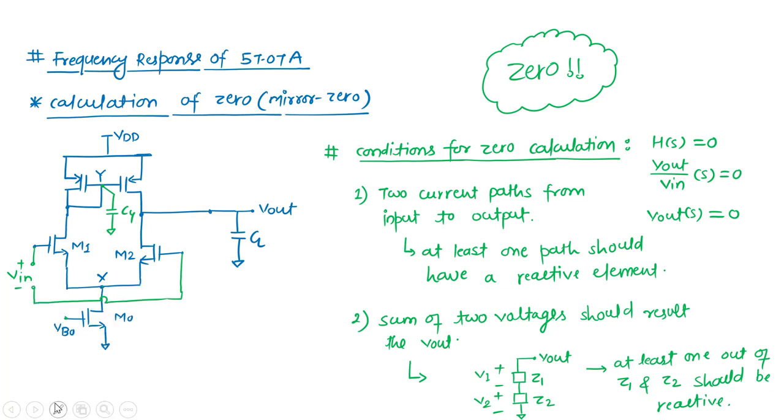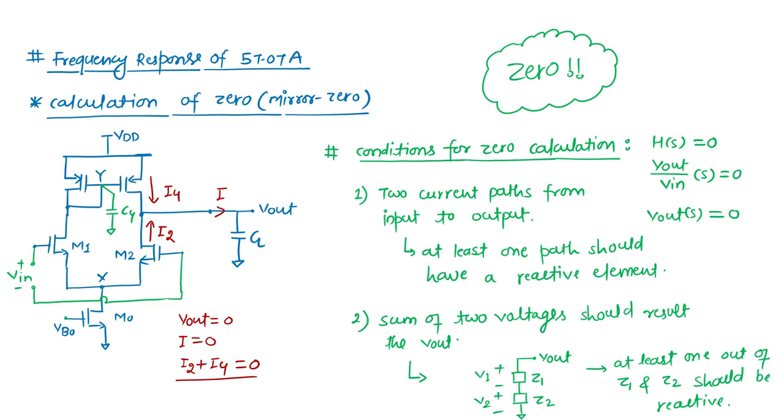So, what you will see here, there are two paths to the output. One path is this and the other path is this. One path is I2 and I4, this path. Overall, what will I say? The current I, for making Vout zero, I should be zero. And for that we can see I2 plus I4 should be zero.